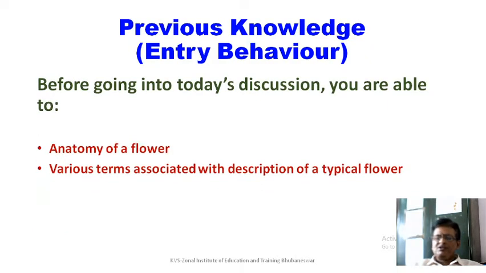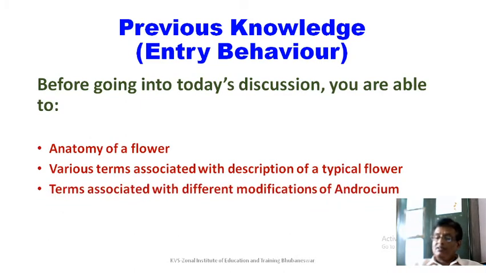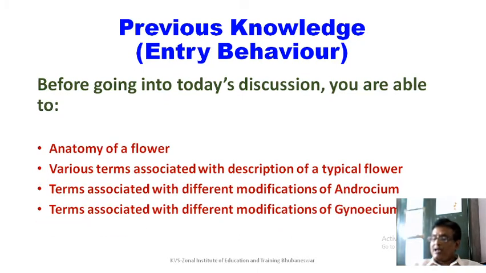This is quite an easy chapter for you. Why? Because in class 11th you have done some of the important things like the anatomy of flower, various terms associated with description of a typical flower, and terms associated with different modifications of androecium as well as gynoecium.